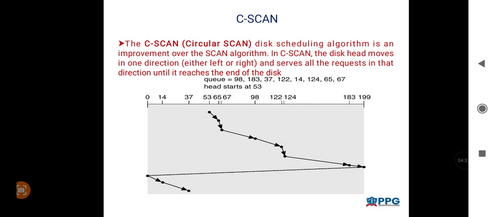Next algorithm, C-SCAN. The C-SCAN disk scheduling algorithm is an improved version of the SCAN algorithm. In C-SCAN, the disk head moves in one direction, from left to right, serving all the requests in that direction until it reaches the end of the disk. After reaching the end, instead of reversing direction, the head jumps back to the beginning of the disk and starts serving requests in the same direction again.